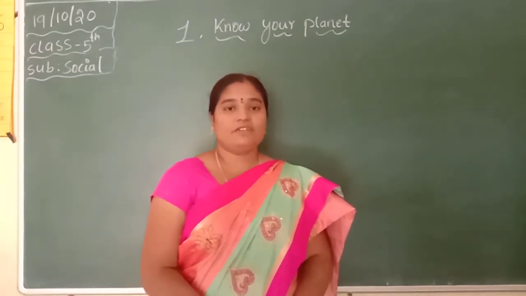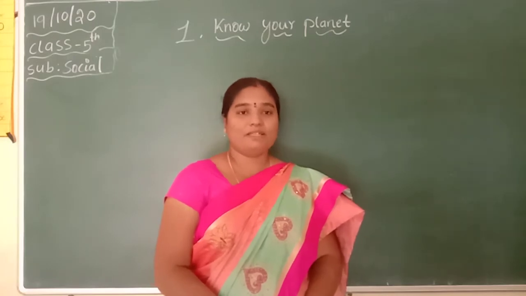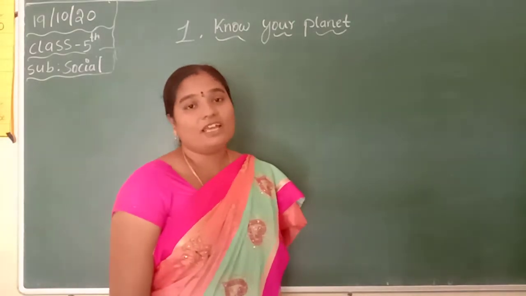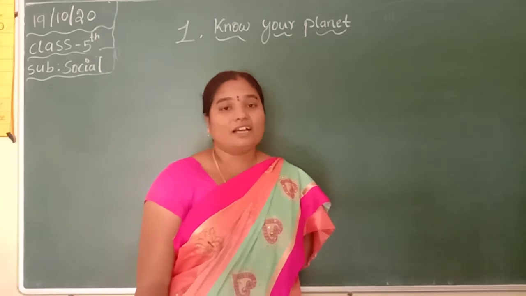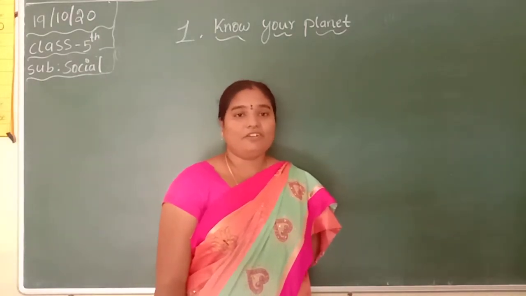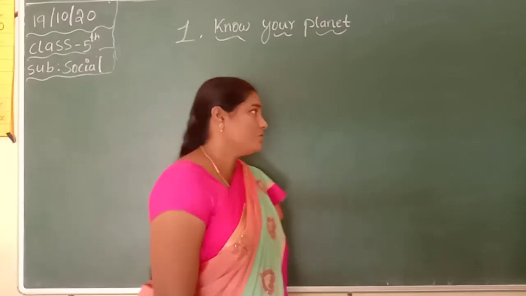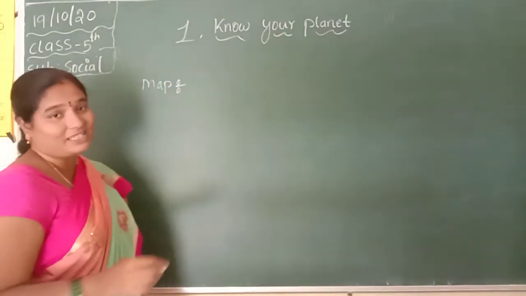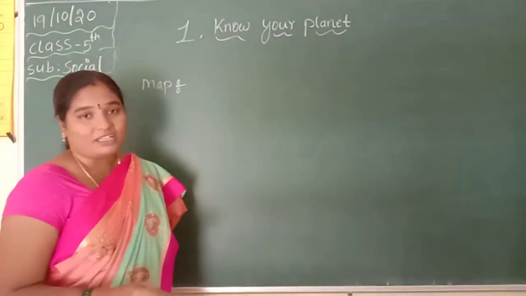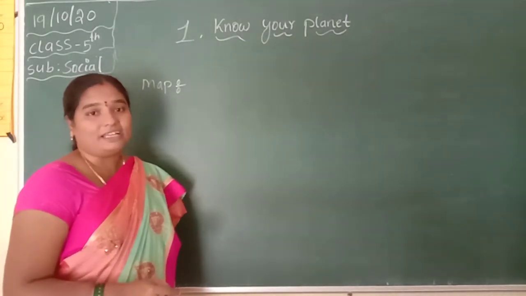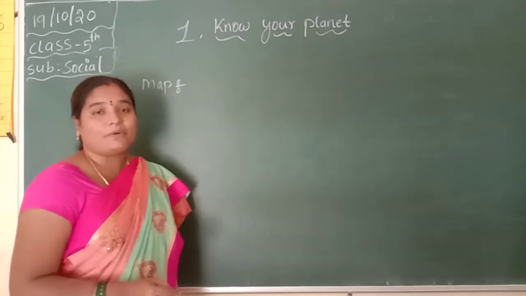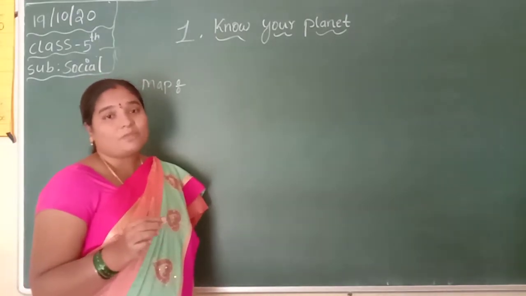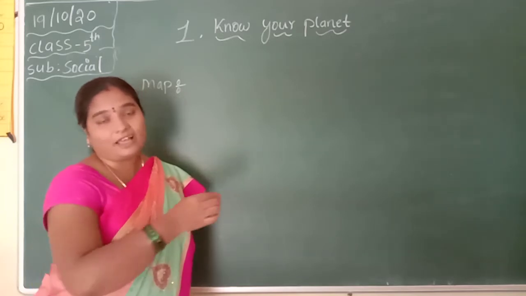So yesterday we already learned about maps. A map is a representation of the earth's surface on a flat area. The countries, the cities, the states can be drawn on the flat area. A globe is a model of the earth, where we can point out only the countries in accurate shape and size. But on a map, even small places can be pointed out.